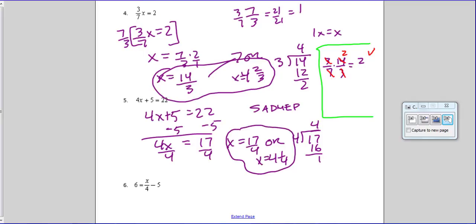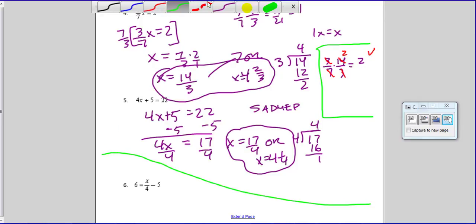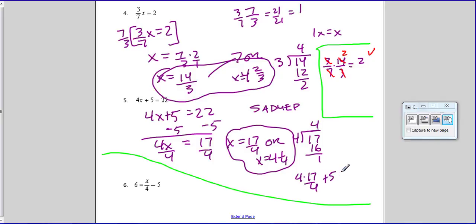And to check my answer, I'm going to use the improper fraction. I have 4 times, replacing x here with 17 over 4, plus 5 equals 22. Well, 4 divided by 4 is 1. 17 plus 5 is 22, so that checks out.